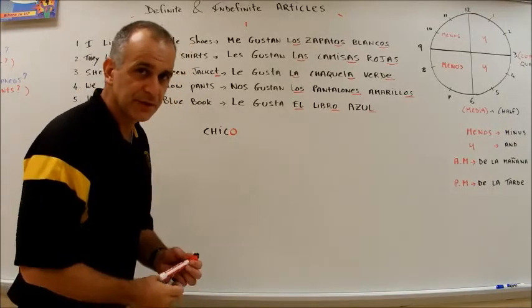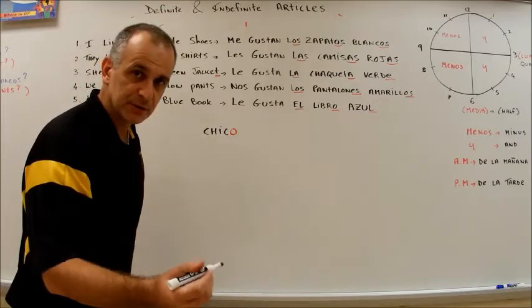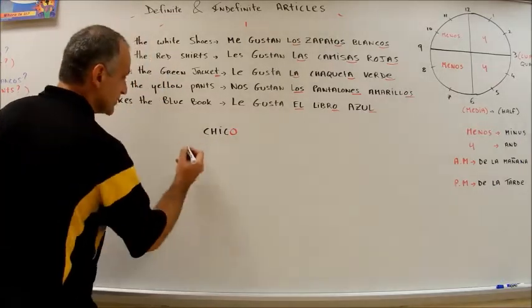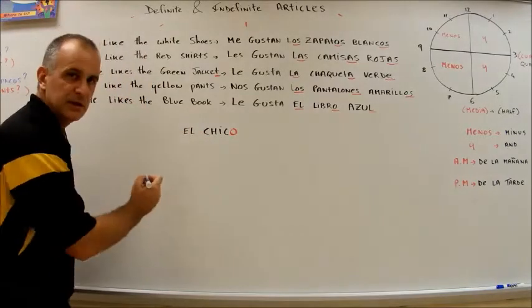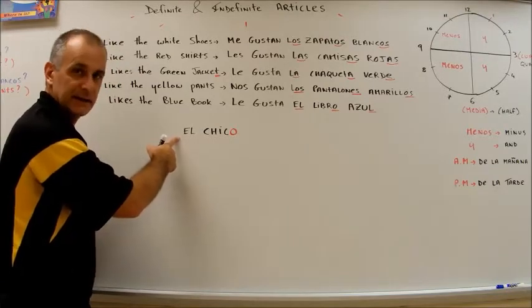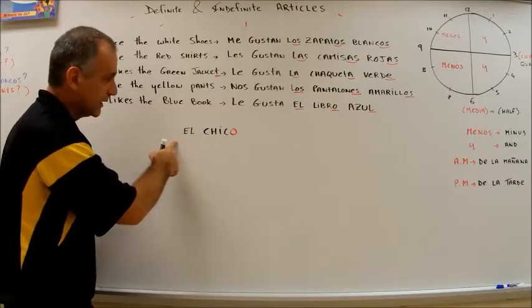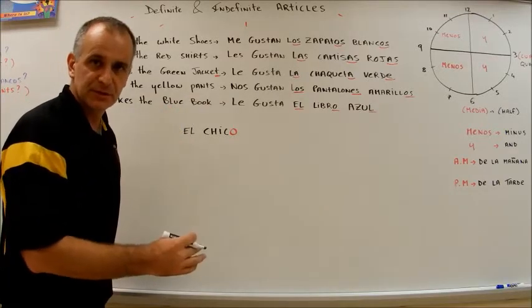Look, what I want you to look at is what you put in the front of the noun. The definite article, the boy, in Spanish is going to be el chico. Okay? E-L. You see that? It makes the sound L, and that's the boy. So that's for the masculine singular.